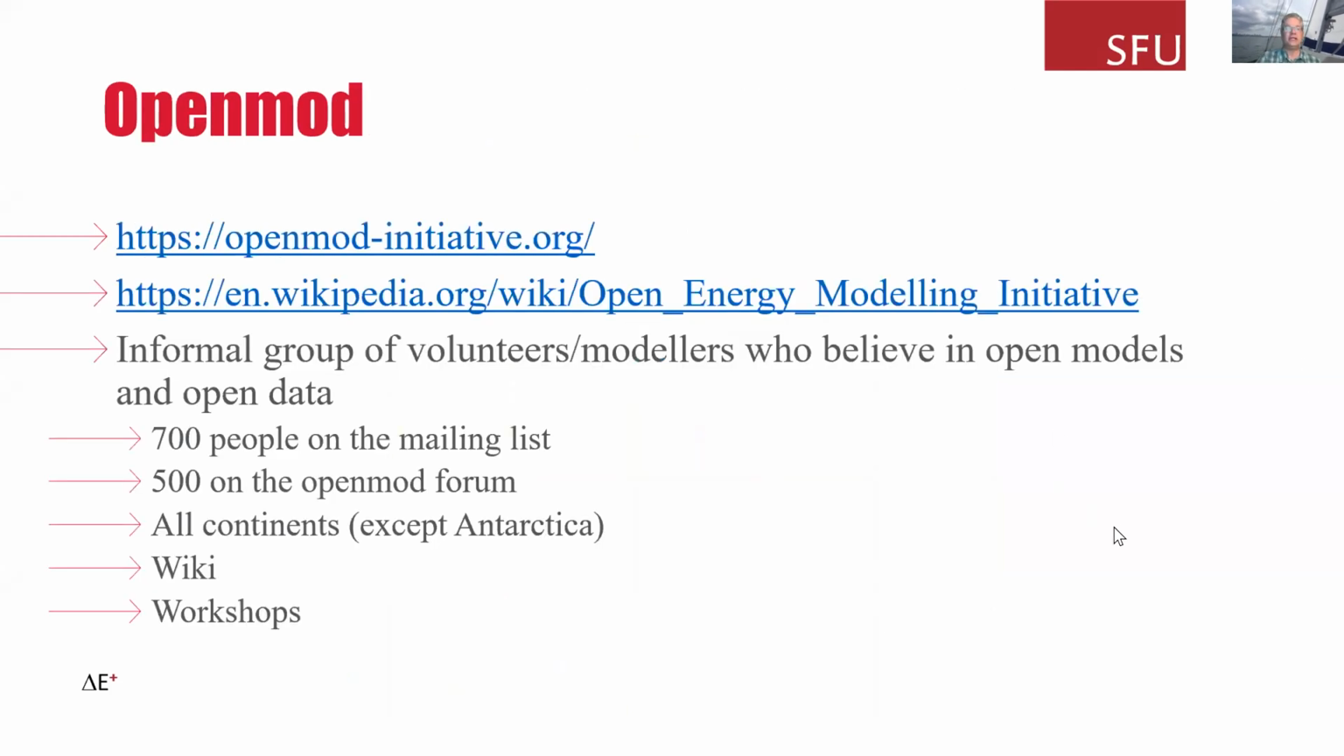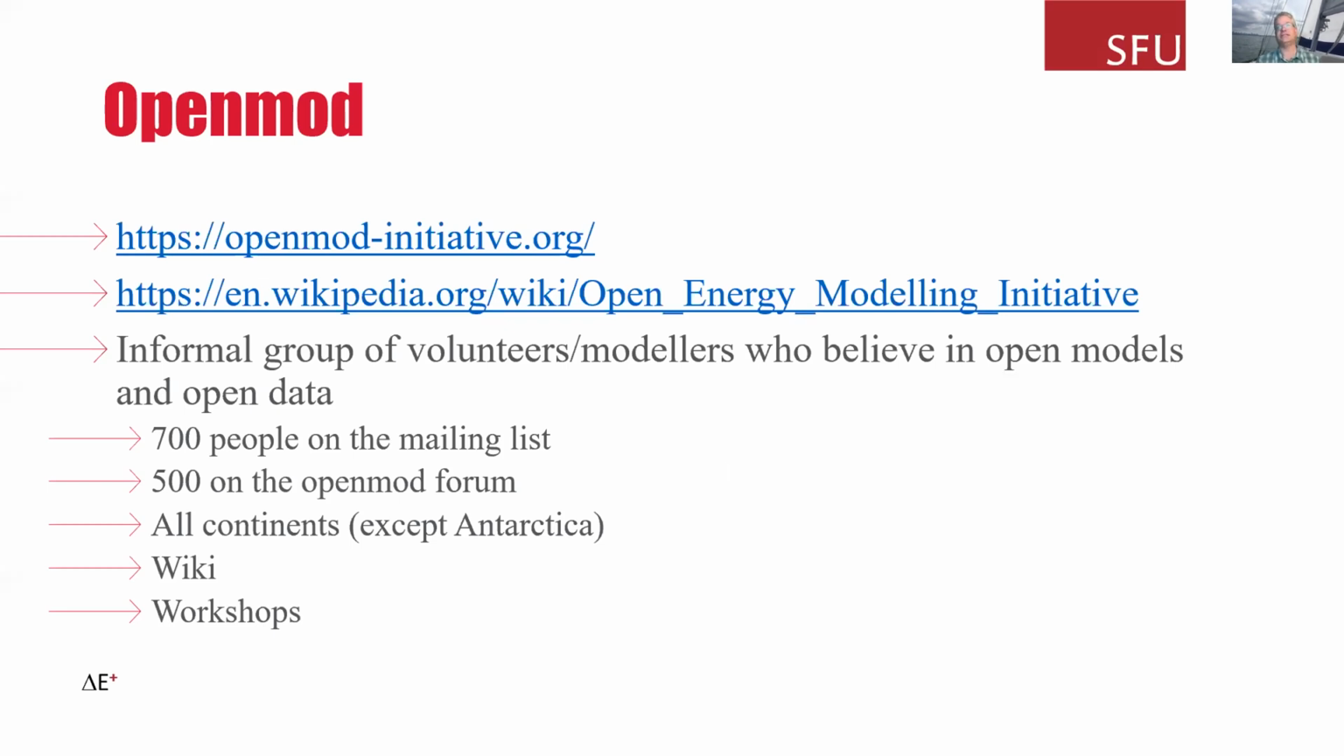So I was asked here partially because I am a member. I'm not sure, there's no official membership for Openmod. So Openmod is a group of informal volunteers, modelers, and people who believe in open models and data. And it's one of the groups that's been putting a lot of effort into promoting open tools and open data. The openmodinitiative.org, I think Oleg, you had that in your talk as well.